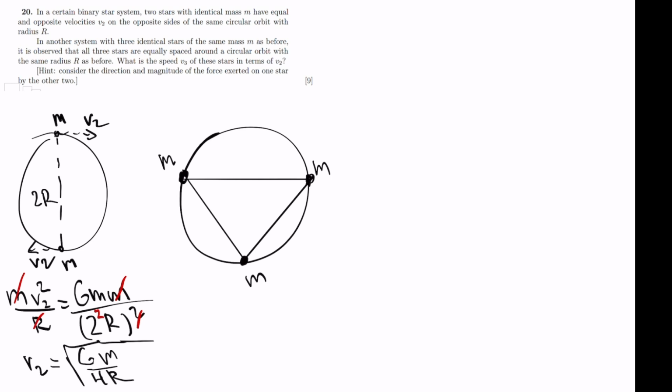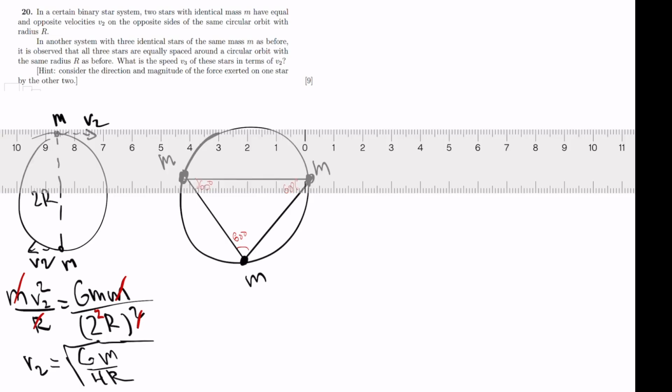Okay, the way to think about this is that we're going to need to know the distance between them to work out the gravitational force and hence work out how fast they're actually traveling. So let's start off by just writing some of the things that we definitely know. Because they're equally spaced, this here will be an equilateral triangle. So this here will be 60 degrees, this one here will be 60 degrees, this one here will be 60 degrees. The distances between them are equal, but the radius of the orbit remains the same.